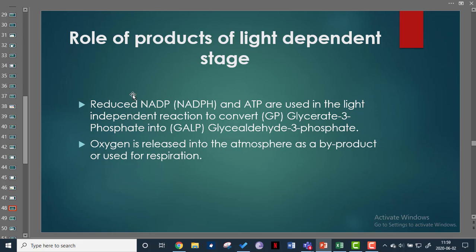Now let's look at the first case here, where we are talking about the NADP. Reduced NADP can also be referred to as NADPH. And this one is actually formed when hydrogen ions combine with electrons to form hydrogen atoms. Then those hydrogen atoms are the ones that combine with NADP to form NADPH.